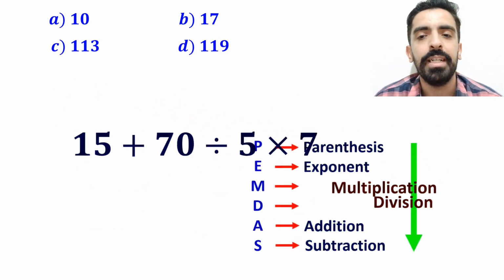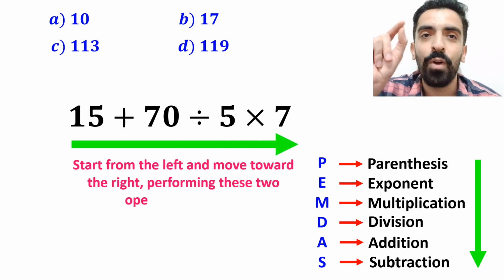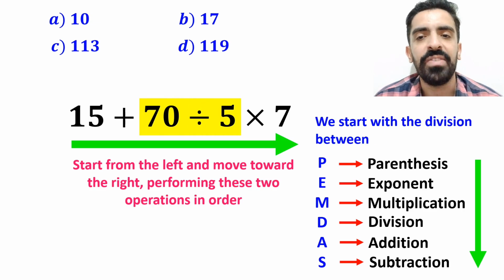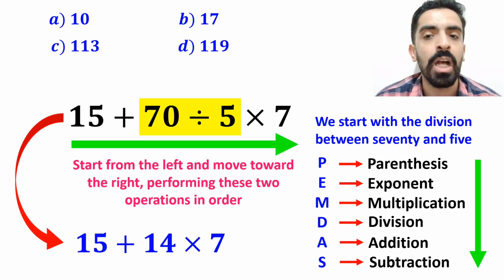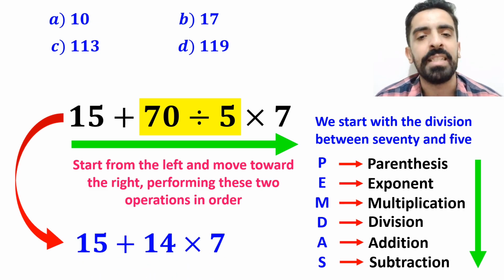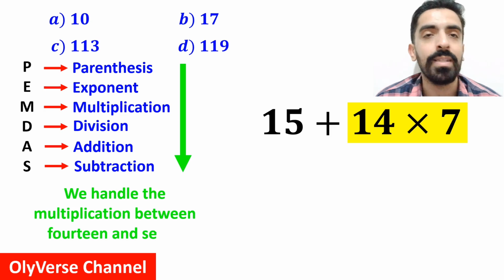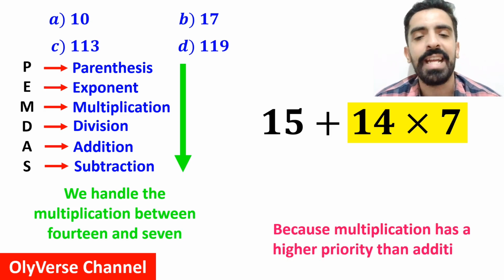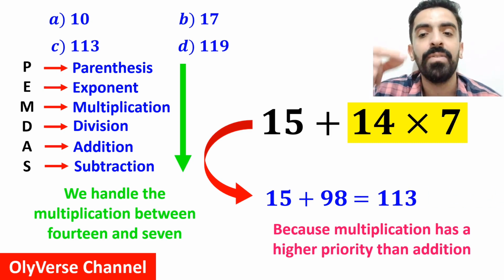In this situation, the best approach is to start from the left and move toward the right, performing these two operations in order. So, first we start with the division between 70 and 5, which simplifies this expression to 15 plus 14 multiplied by 7. In the final step, we handle the multiplication between 14 and 7 because multiplication has a higher priority than addition. And this expression simplifies to 15 plus 98, which ultimately gives us the answer 113.